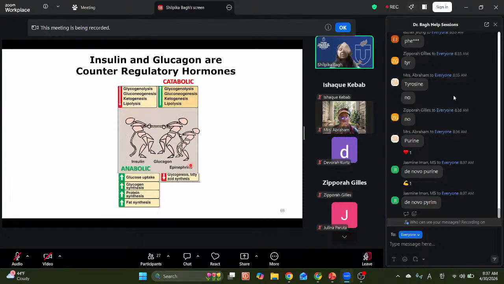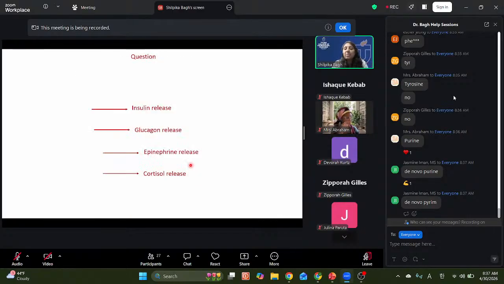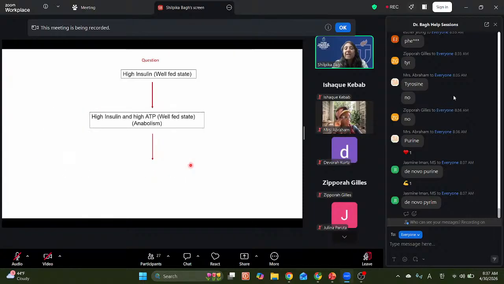Some of the pathways I have addressed. I'm giving you key points. You know well-fed versus low insulin state. Well-fed state is high insulin. When you're in high insulin and high ATP state, body switches to anabolism. That's why carbs are fattening. What anabolic pathways are switched on when you're in high insulin, high ATP state? Fatty acid synthesis, TAG synthesis, glycogen synthesis, or protein synthesis, right?